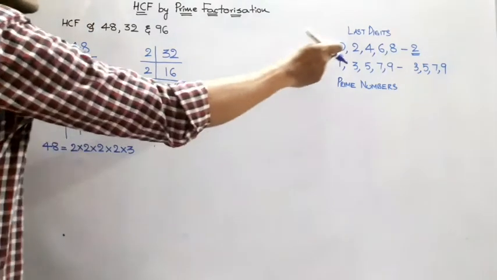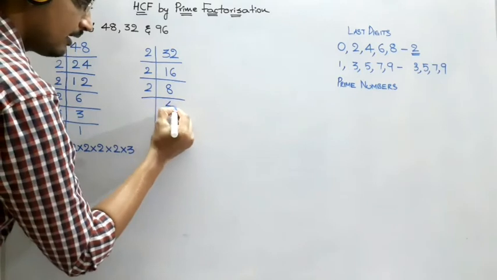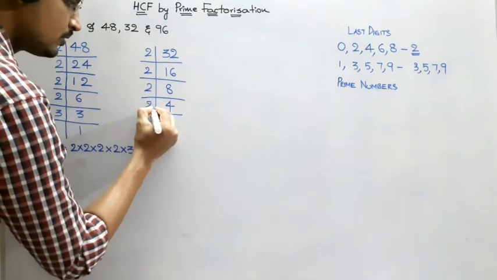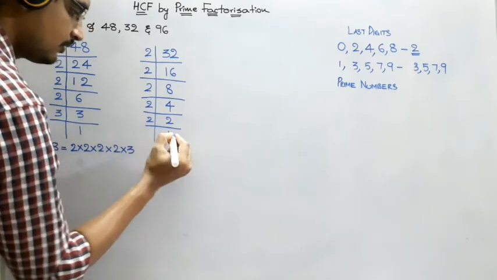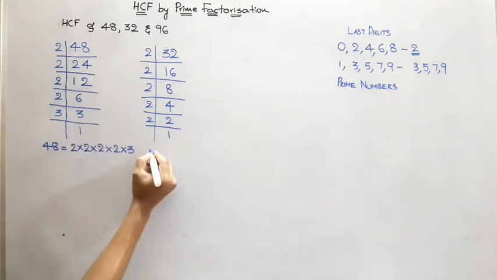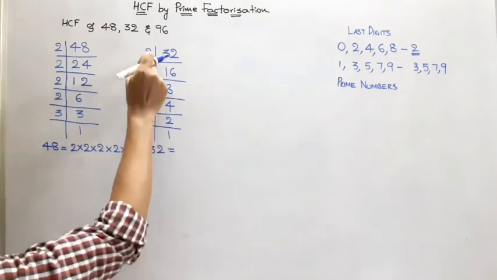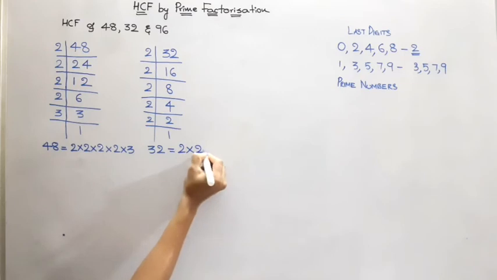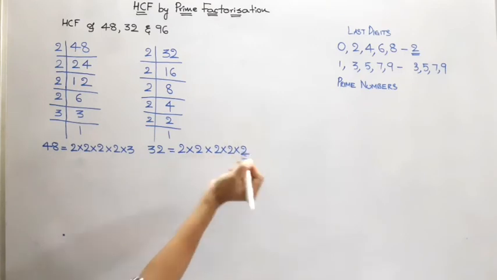Okay, 8 again the first group, 2. 2 4s are 8. Next, 2 2s are 4, and lastly 2 1s are 2. So we are done with this process also. So how can we write 32 now? 32 is equal to 1, 2, 3, 4, 5 2s. So 2 into 2 into 2 into 2 into 2.